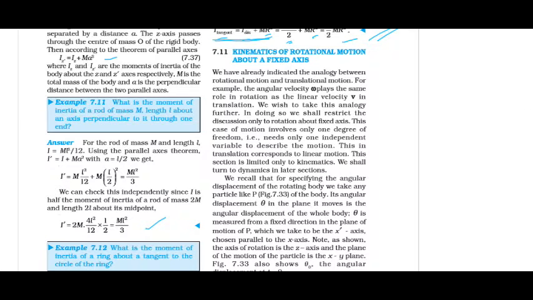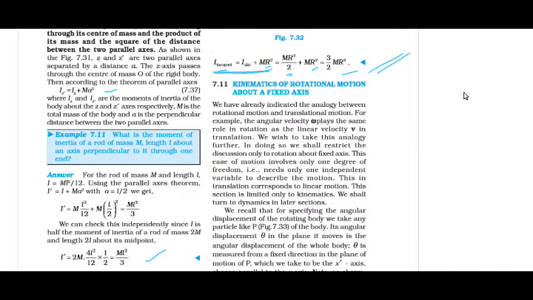So in the next class we'll start with kinematics of rotational motion about a fixed axis.